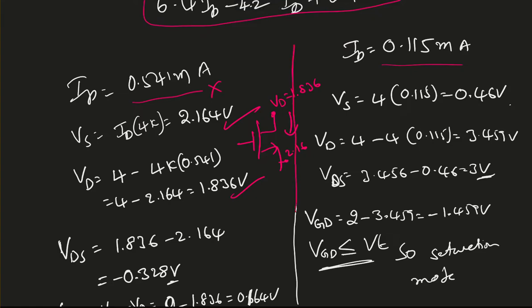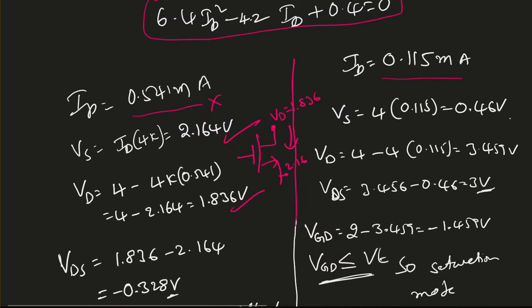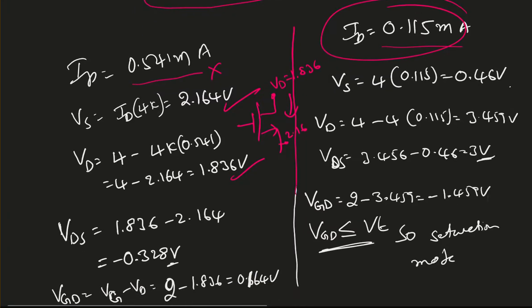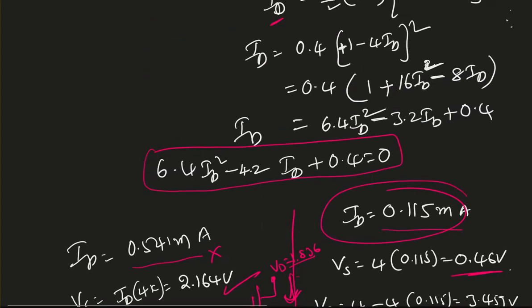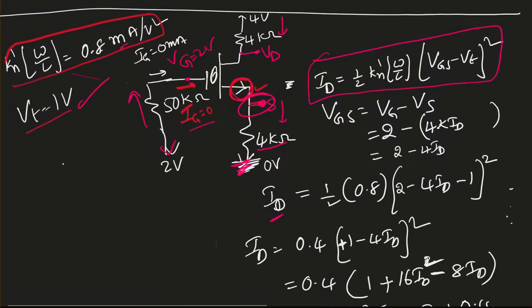So we're going to take ID equal to 0.115. This is where I solved for VS equal to minus 0.46, VD equal to 3.4. So here I have 3.4, here I have minus 0.46 for sure, and current can pass through that. Okay, and I found that VGD is less than VT, so this transistor is working in saturation mode. That's how we'll verify. Now once we're done with that, we're going to do AC analysis.